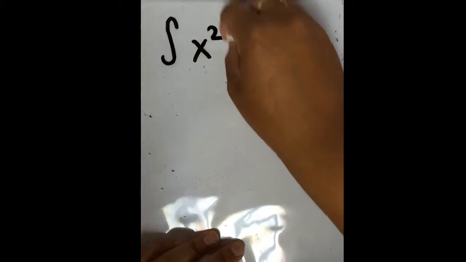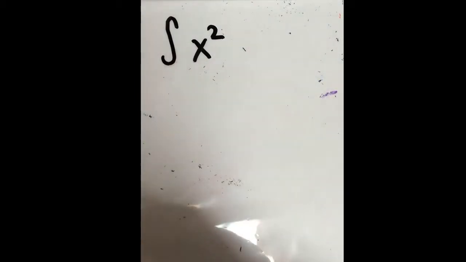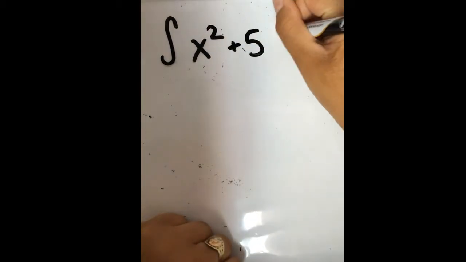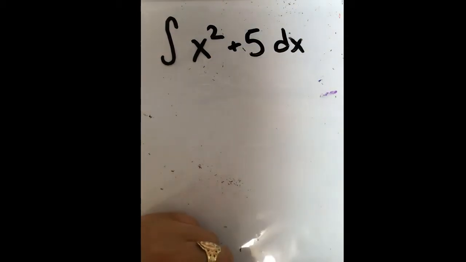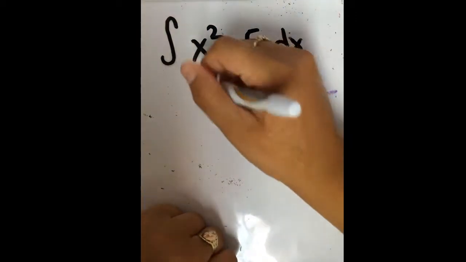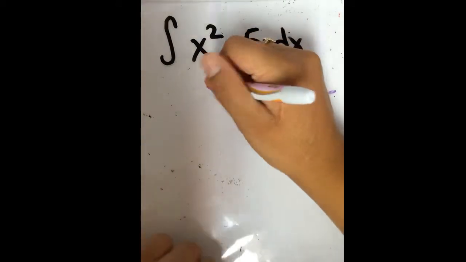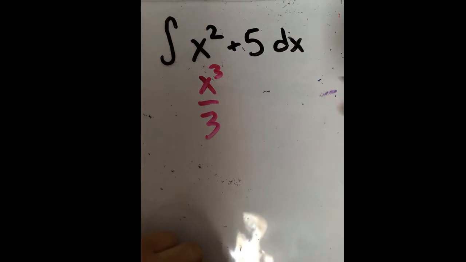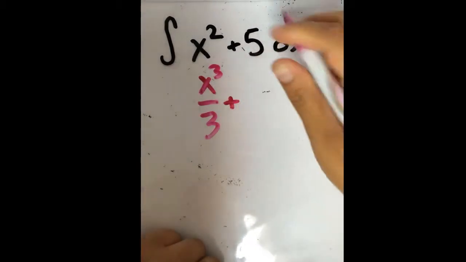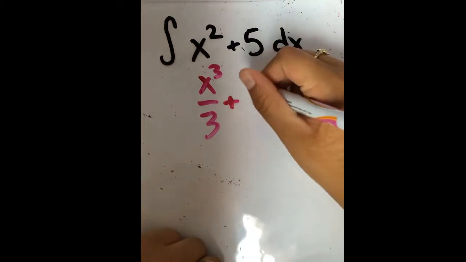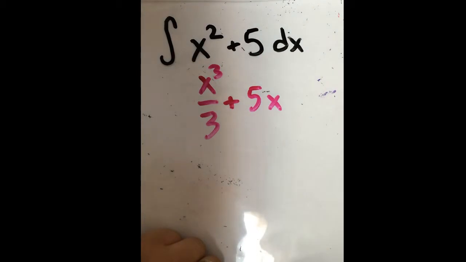If your problem has a polynomial in your integral, let's say x squared plus 5 dx, then you do the same thing, except you integrate each one separately. So right here, we're going to get the same answer, x cubed over 3, from our previous solution. And then you add the antiderivative of a constant, which is a 5. And the antiderivative of the constant, you simply have to add an x to it.